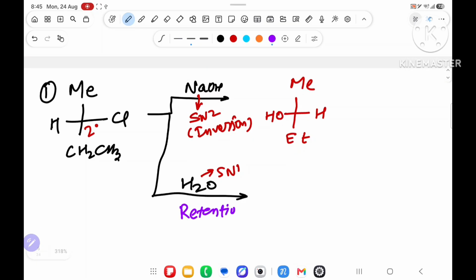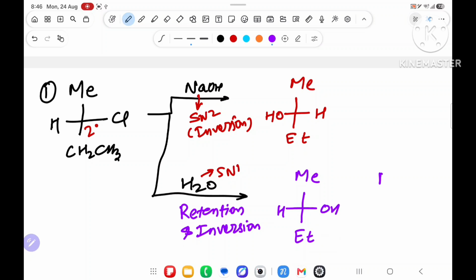But SN1 will form retention and inversion both. So it will form retention and inversion. What you will get: Me, Et, H, OH, one product, and Me, Et, H, OH, another product.